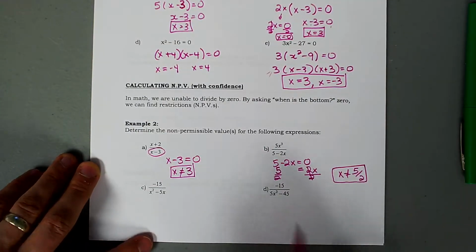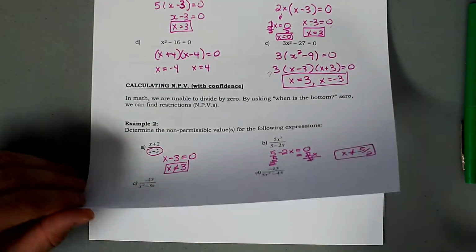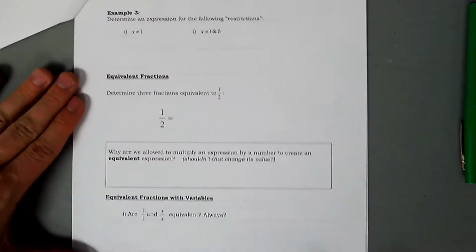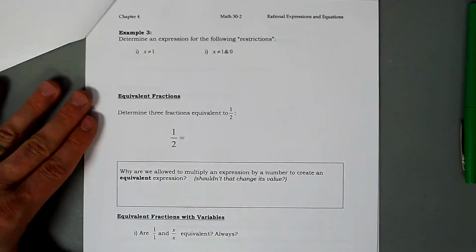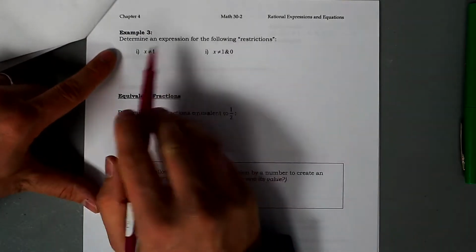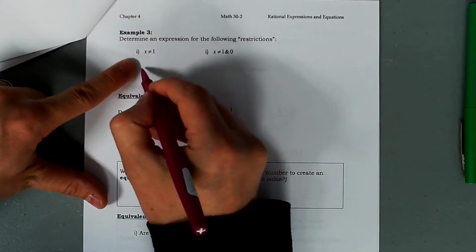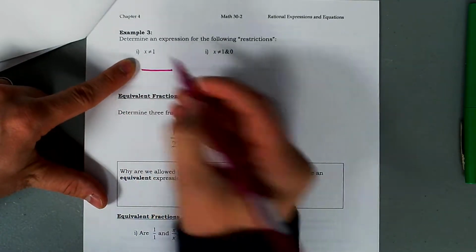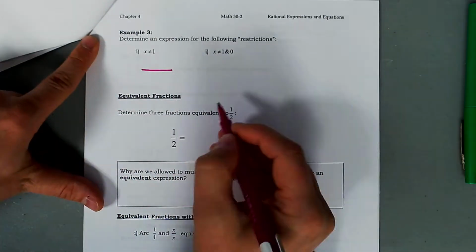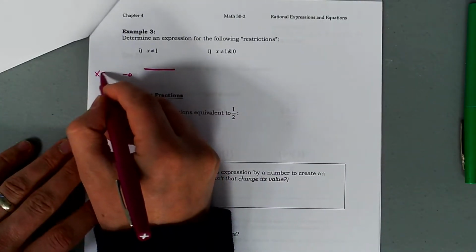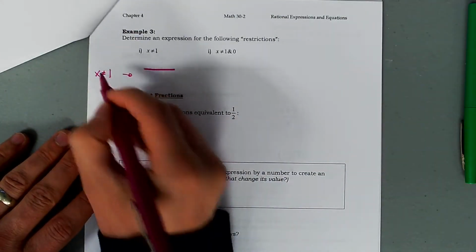I'm going to leave these last two as a try later so we can move on to some bigger questions that are about equivalent rational expressions. Here's a statement that says, determine an expression for the following restrictions. If the bottom is not allowed to be a 1, I can say, all right, x is not allowed to be 1.